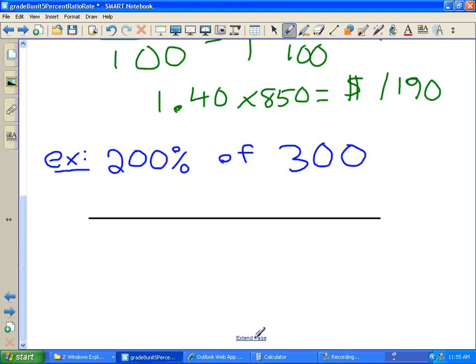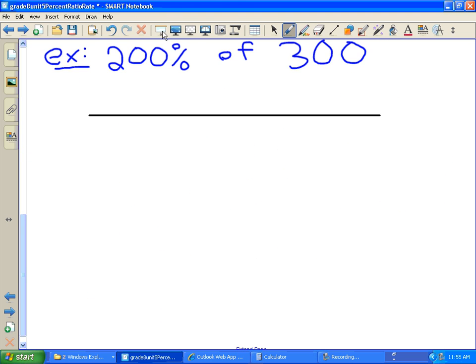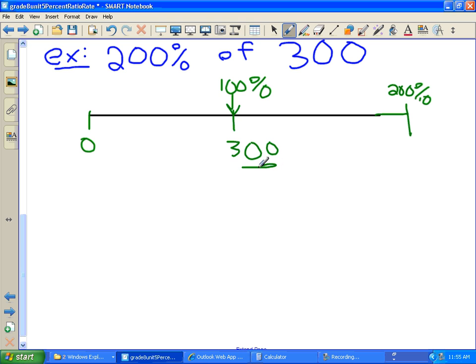So let's do the same thing for this one. We want 200% of 300. Well, if we were to measure from 0 to 300, 100% would be right here. So we're going to need double that amount. And of course, we know that if we double that amount, so this is 100% of it, if we need double that, we need 200%. You know what the answer is going to be, probably guessing already.